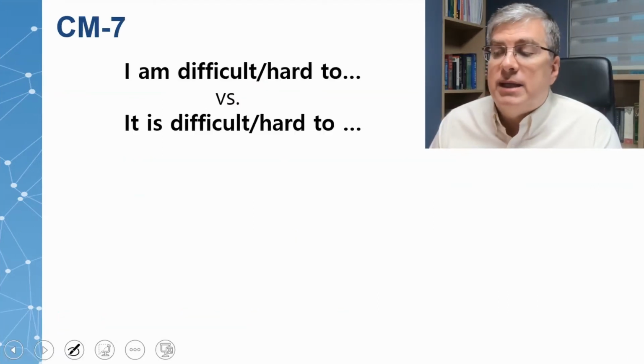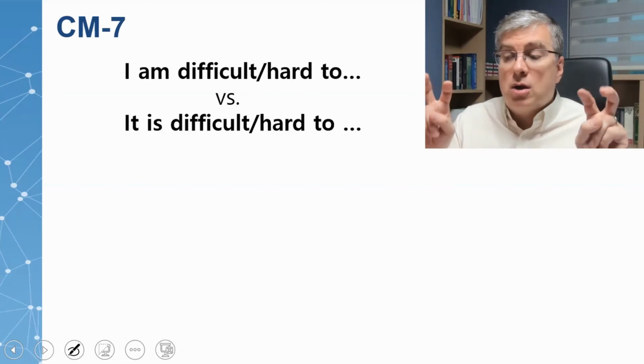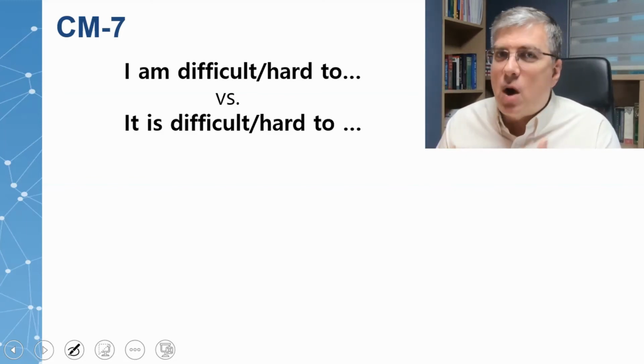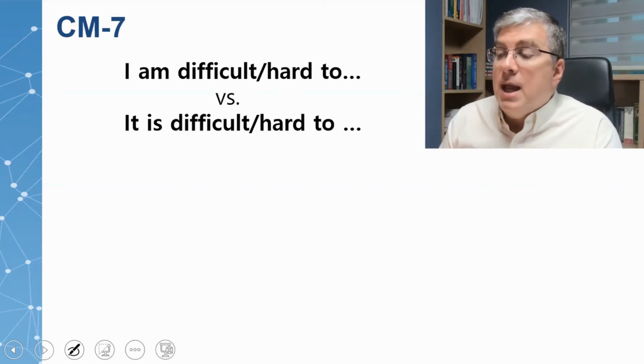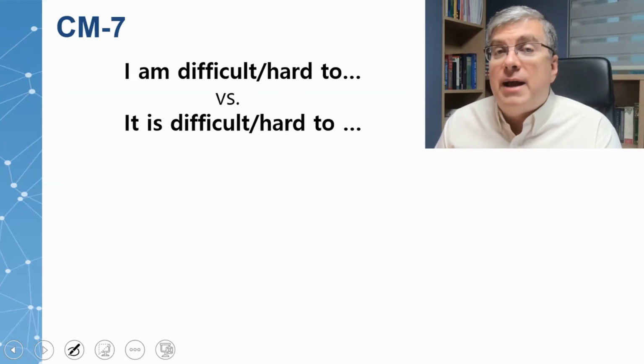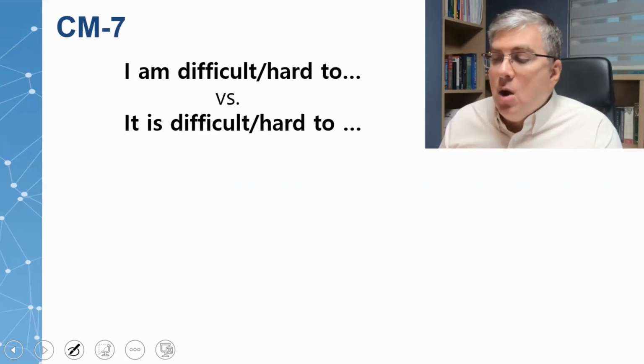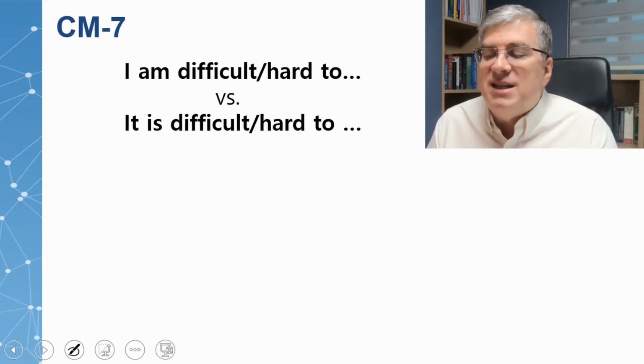Now, this next one is definitely what I would call Konglish. It used to be more common, though. I don't hear it so often nowadays. Sometimes, rarely, I do hear it. So let's go over it here. I am difficult, or I am hard to do something, or it is difficult, or it is hard to do something. Which is correct? Well, don't say I will be difficult to.